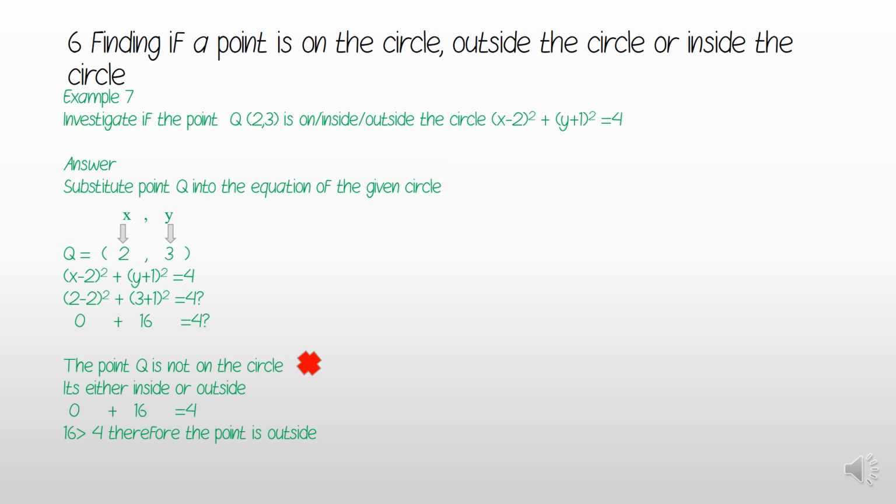However, if the value on the left was less than 4, or in general, if the value on the left is less than the value on the right, you can conclude that the point is inside the circle. So for example, if the value here was 2, 2 is clearly less than 4, your conclusion would be the point is inside the circle. On the other hand, if you got a value of 4 equals 4, this equation will be true. So therefore the point is actually on the circle. So those are the 3 different scenarios: on the circle, inside, or outside.